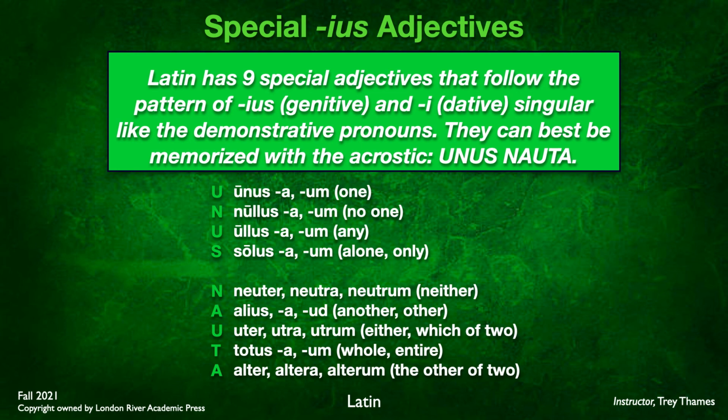And then for the nauta, you've got neuter, neutra, neutrum, which means neither, alius, alia, aliud, which means another or other, uter, utra, utrum, either or which of two, and then totus, a, um, whole or entire. And by the way, I believe there should be a macron over that O in totus. I'll have to fix that. And then alter, altera, alterum means the other of two. So all of these 9 adjectives will differ or vary from the normal first and second declension adjective forms in the genitive and dative singular, with an IUS for genitive and an I for dative.